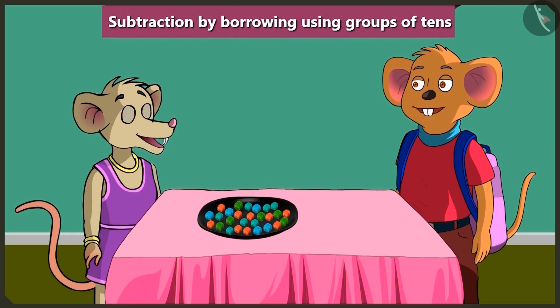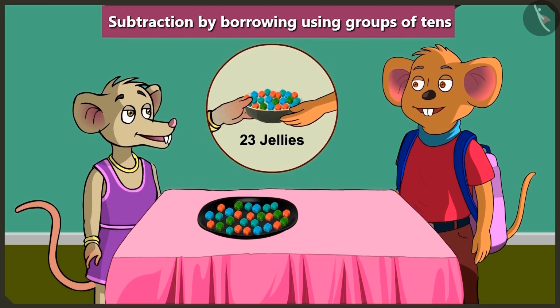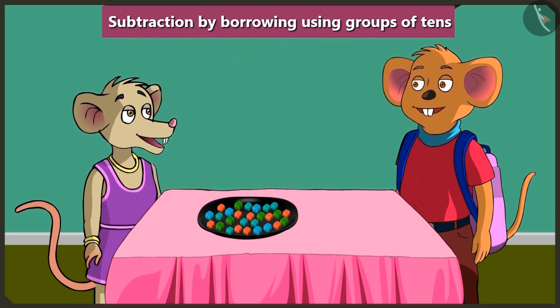Oh, Chuchu, I had 50 jellies with me. And from those, I gave 23 jellies to my friend Meethi. So I should have 37 jellies left with me. But there are only 27 jellies here.